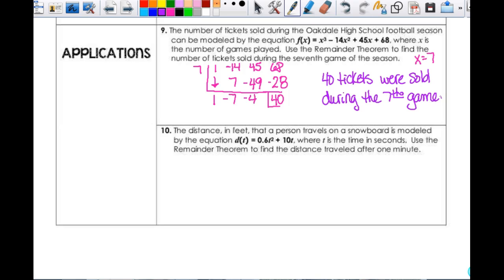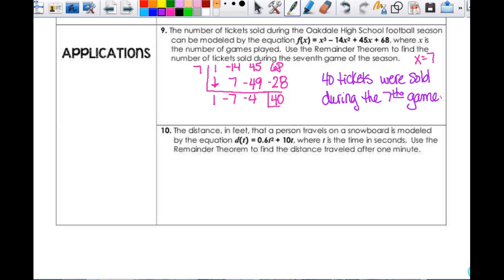So 40 tickets being sold to a high school basketball, or is it basketball? What did it say? Football. Thank you, I'm sorry, I totally went blank. I can't even see the word. Football. So 40 tickets being sold to a football game?